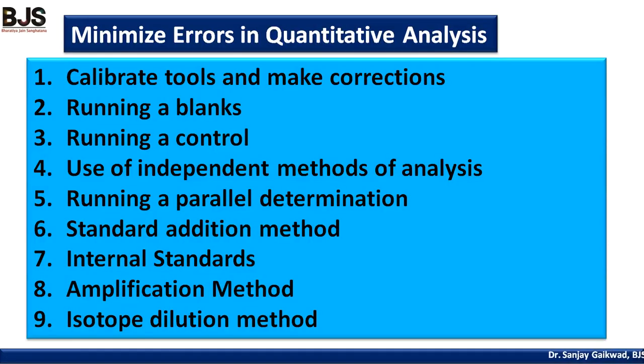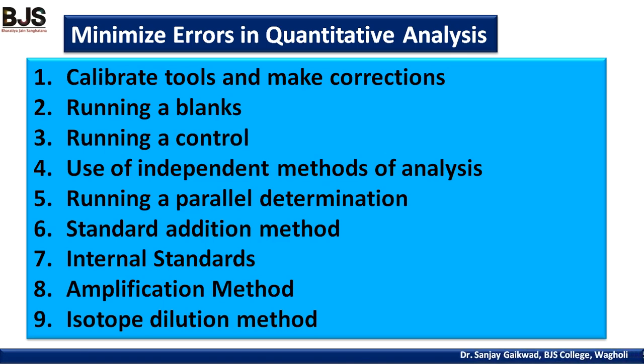Now we can minimize these errors in quantitative analysis by taking factors like calibrating tools. It may be an apparatus or instrument. We have to calibrate or standardize the instrument and make corrections. Whatever the correction factor is, it should be given properly to the apparatus and instrument. Then running blanks. The blanks should be run, comparing with the standard, so we can easily understand whether the results are correct or not. Then running a control. Another sample can be a control where a standard of known concentration is used.